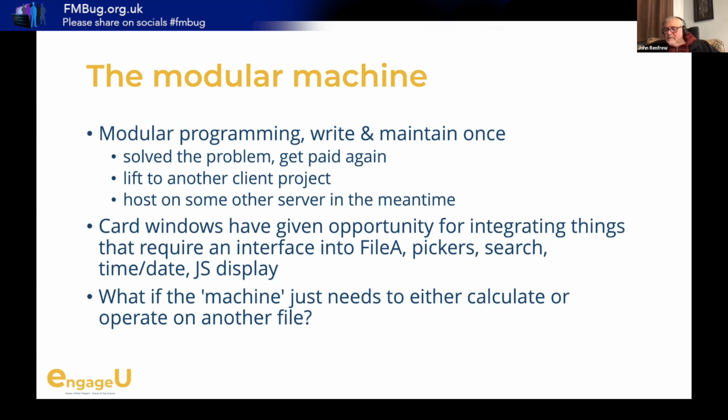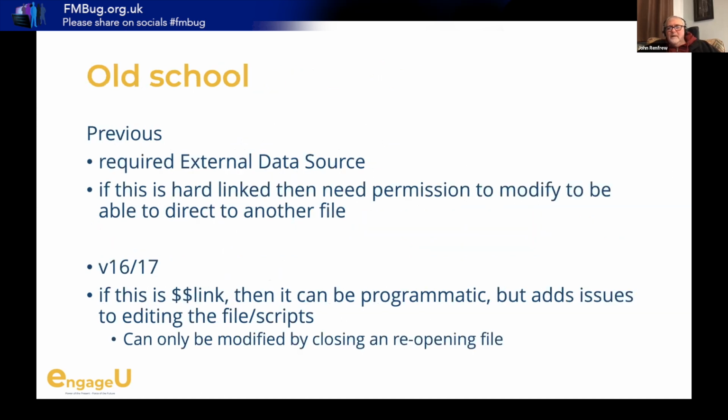But the question I've always been interested in is what happens if this other file, which I'm personally calling a machine file, needs to do calculation or operate on some other file while it's doing it? Well, at the start of our journey, clearly, we used to have a hard-coded external data source to another file for us to be able to reference that file. We can run a script in another file if we have a link to it.